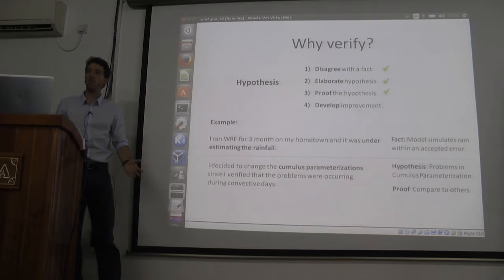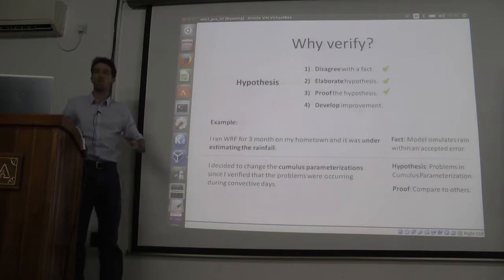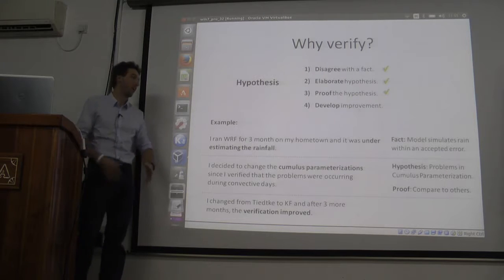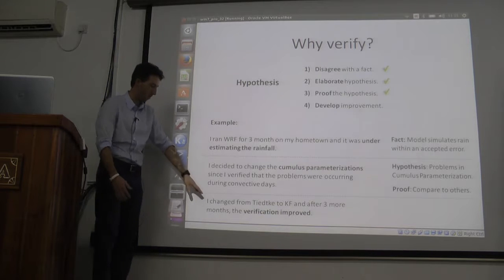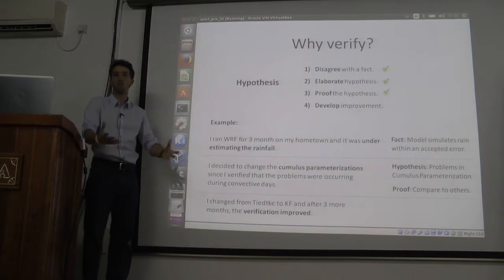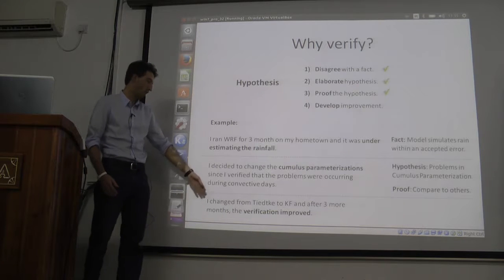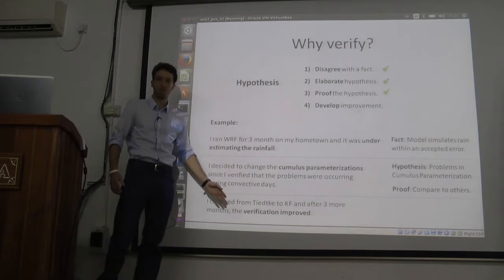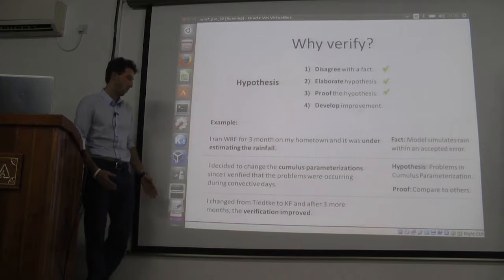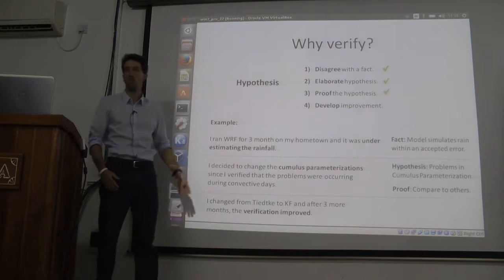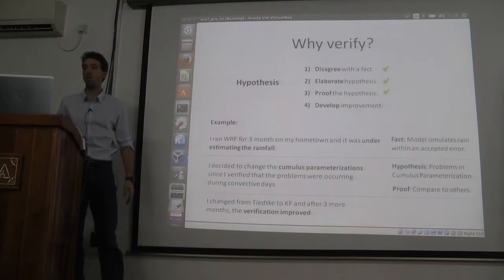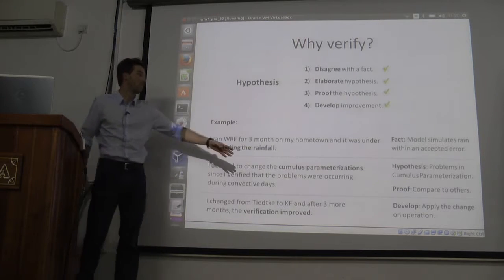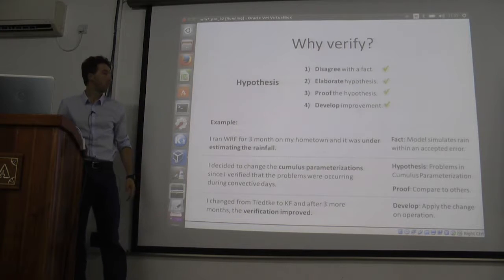And the proof: I simulated the model with other cumulus parameterizations, and I checked that with another cumulus parameterization, the model was doing a better job. I was using, for example, the Grell cumulus parameterization, and I changed it to Kain-Fritsch, and then I verified an improvement in my weather forecast. And so this is the development part.